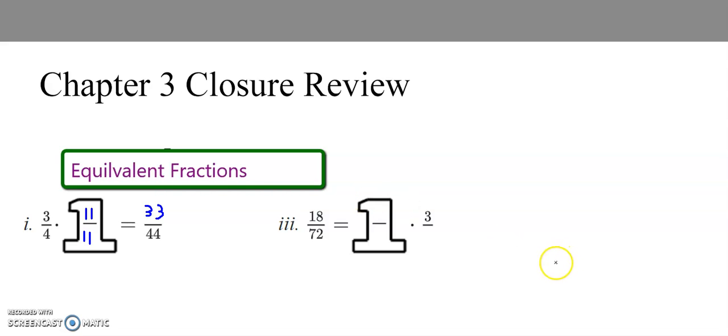I wanted to include this one to show you that the 1 can be on the other side of the equal sign. That's okay too, right? We're going to make something actually smaller. So we need to figure out how do we get 18 down to 3. If we put the 1 on this side, we can just think backwards. 3 times what is 18? 3 times 6.